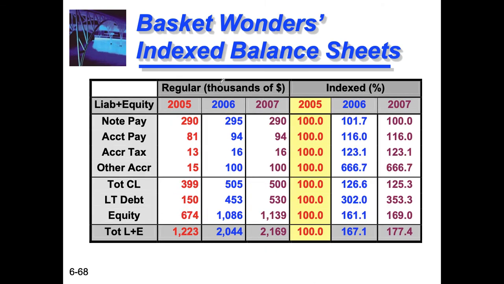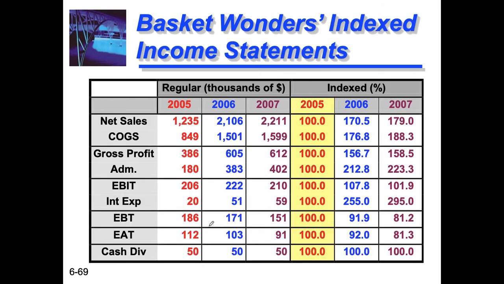It's also the base year is 2005. You can also change it, if the base year is 2006, you need to divide everything by the base year 2006 based on the component. For this one, an example of indexed income statement of Basket Wonders.